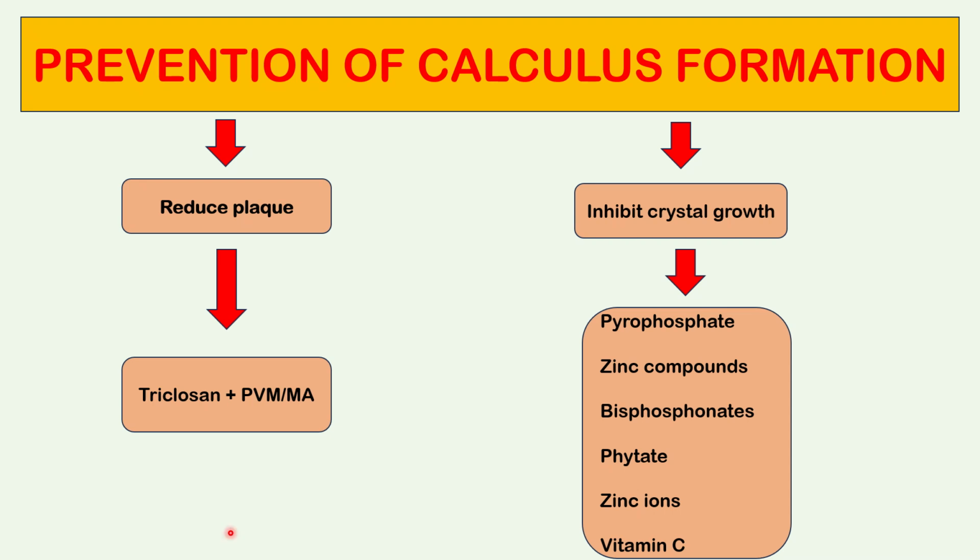So coming to the prevention of calculus formation, it can be done by reducing plaque formation. For this, we can use triclosan along with the polyvinyl methyl ether and maleic acid copolymer, or we can inhibit the crystal growth by using pyrophosphate, zinc compounds, bisphosphonate, phytate, zinc ions, and vitamin C.